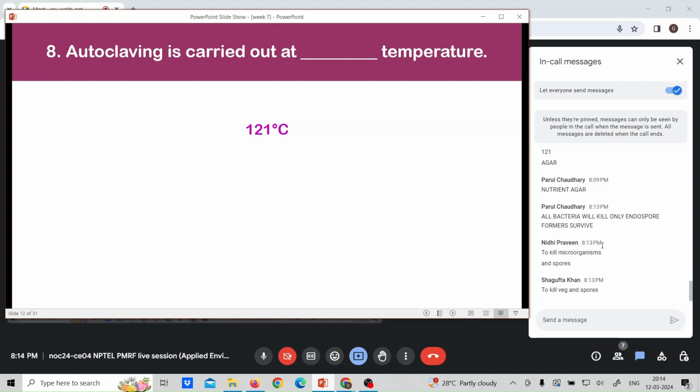Right. To kill microorganisms and spores. If you remember, spores are dormant structures; you cannot kill them so easily. So when you apply 121 degrees Celsius at 15 psi pressure for 15 minutes, all the spores and all other microorganisms present will die, so that your medium gets sterilized.